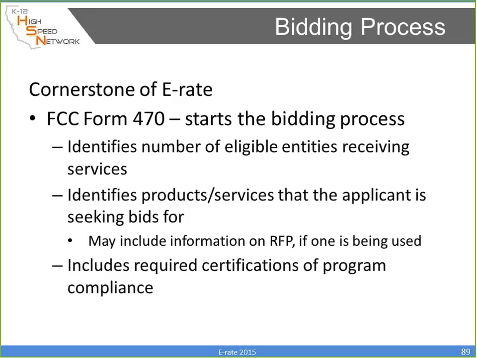So when we start our bidding process with the Form 470, that Form 470 identifies who we're bidding for, the number of eligible entities that will receive discounts. It's also going to identify the services that we want discounts on. That may or may not include an RFP. It'll also contain its own certifications. When you read through those certifications, it will remind you of program rules that you need to be compliant with during this time period.